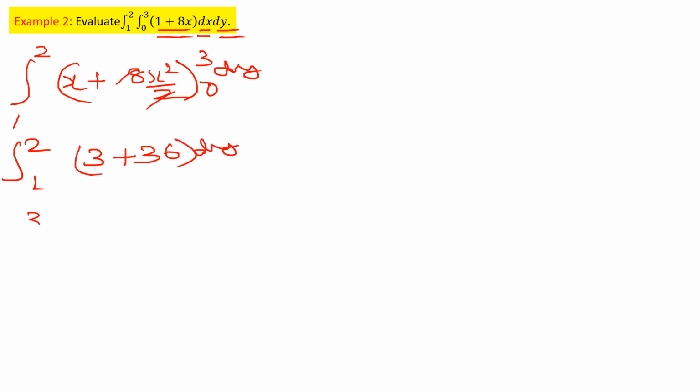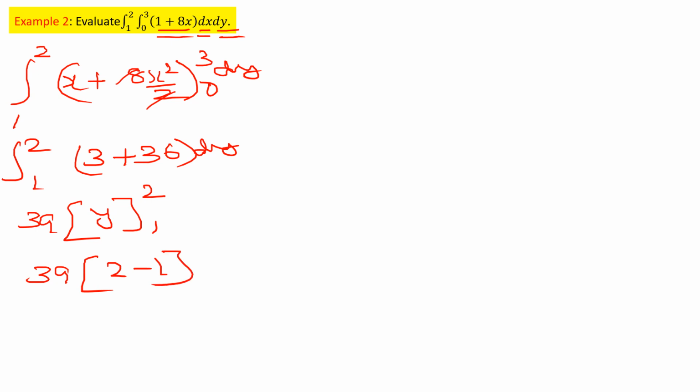So let me take 39 outside. Integration of dy will give you y between the limits 1 and 2. So this will give you 39, upper limit 2 minus lower limit 1. So the final answer is simply 39.